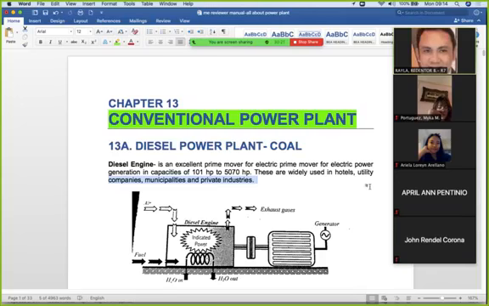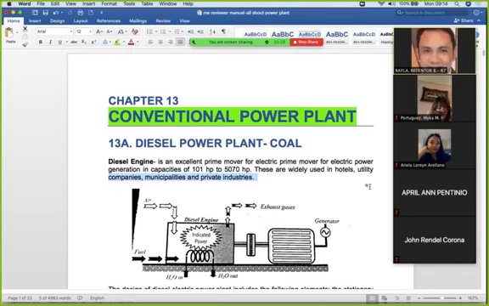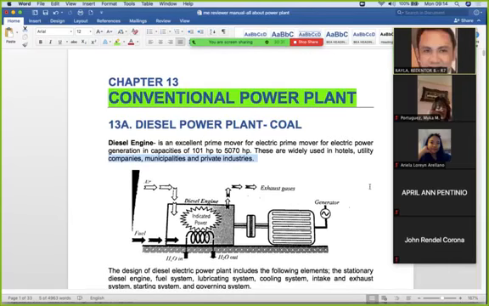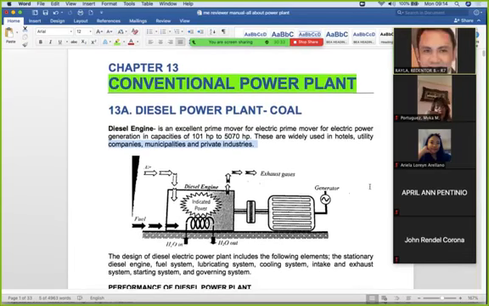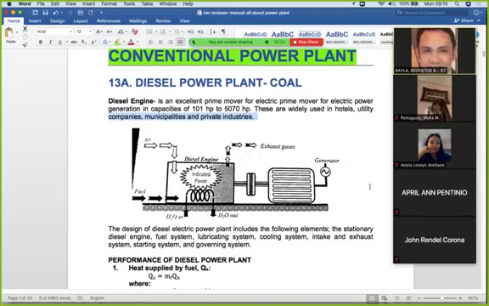Okay, let's start with conventional power plant. Last time we discussed the different types of power plant. First we'll deal with diesel power plant. We also discussed last time the combustion fuels and internal combustion engine, so this is somewhat related to that.